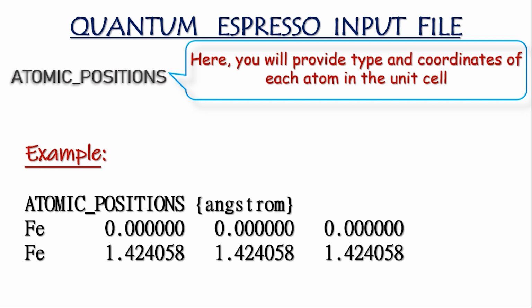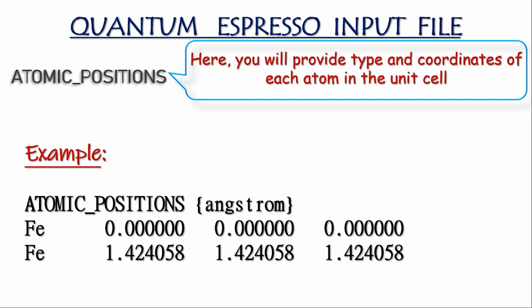Okay, so in my particular unit cell, there might be 2 irons, right? So coordinate of one iron is that, and coordinate of another iron atom is this. Okay, so this is how you actually define the atomic positions.